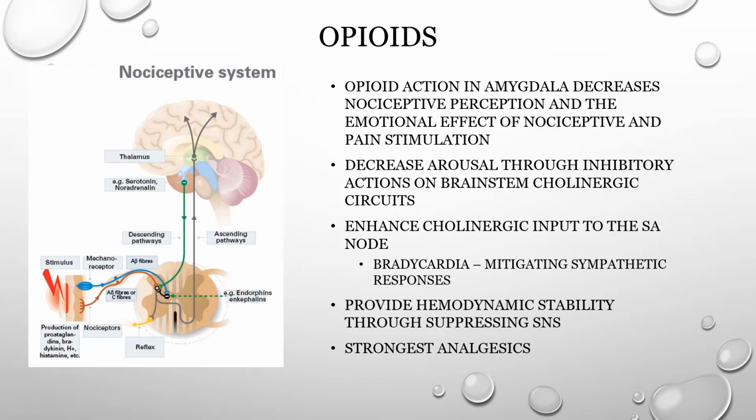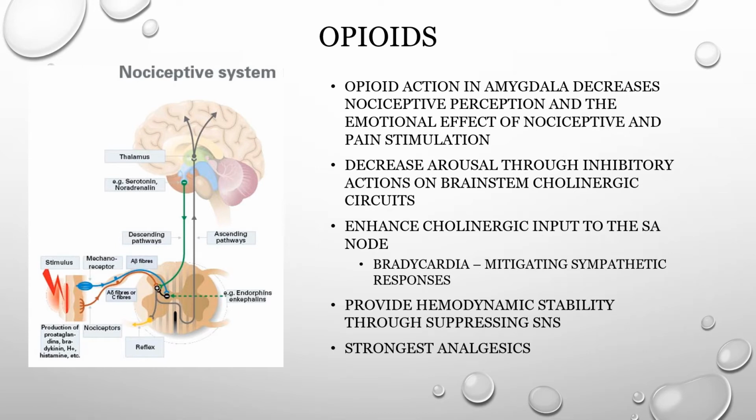In contrast, actions of opioids in the amygdala decrease nociceptive perception and the emotional effect of nociceptive and pain stimulation. These multi-site anti-nociceptive effects are also one of the mechanisms through which opioids decrease arousal. Opioids also decrease arousal through their inhibitory actions on brainstem cholinergic circuits at the level of the lateral dorsal tegmental nucleus, the pedunculopontine tegmental nucleus, the median pontine reticular formation, and the thalamus.